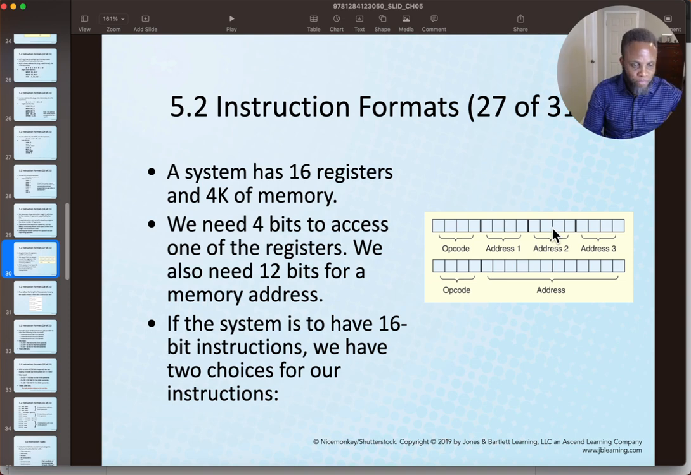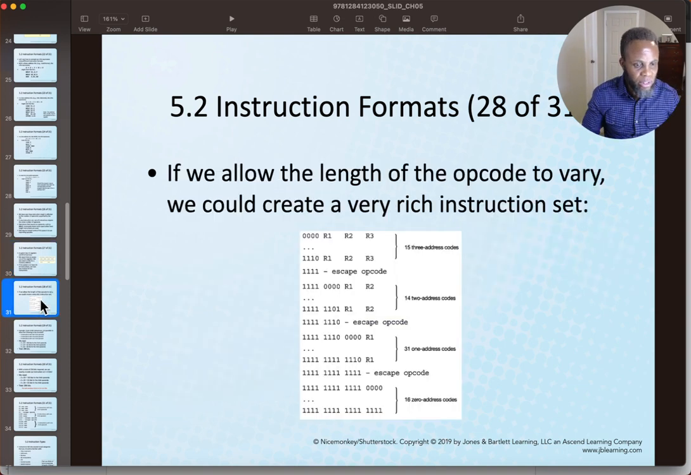Okay, so let's keep going down and see what the other slides say. If we allow the length of the opcode to vary, now remember the opcode is the instruction, like multiply or add or divide. That's the opcode.